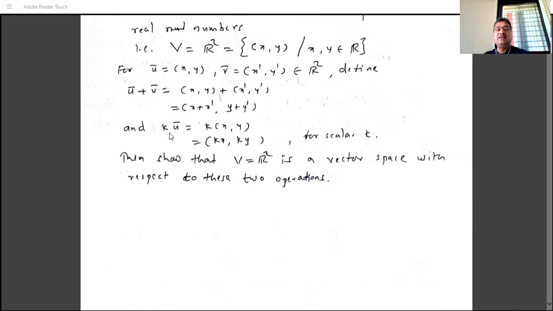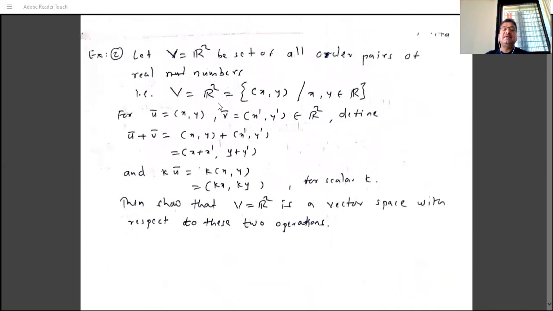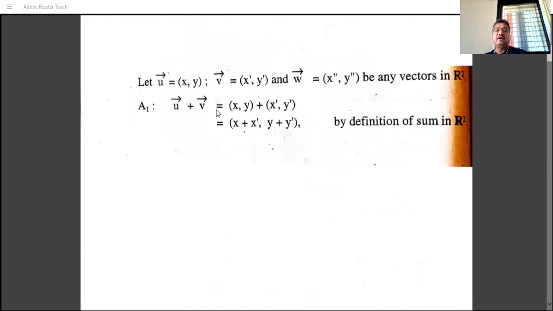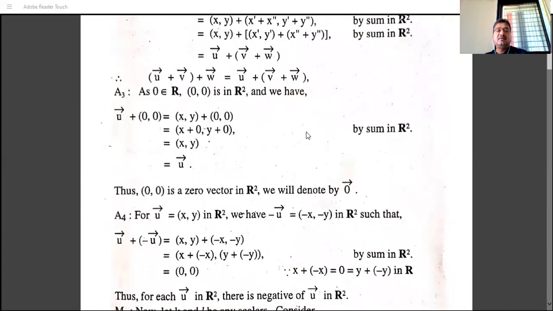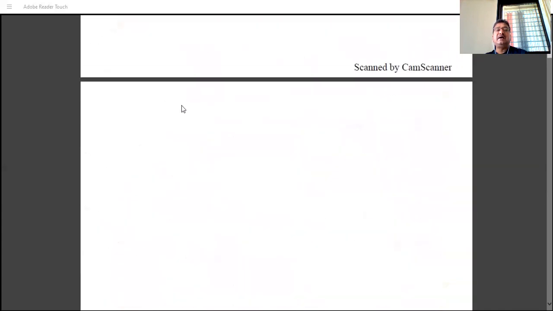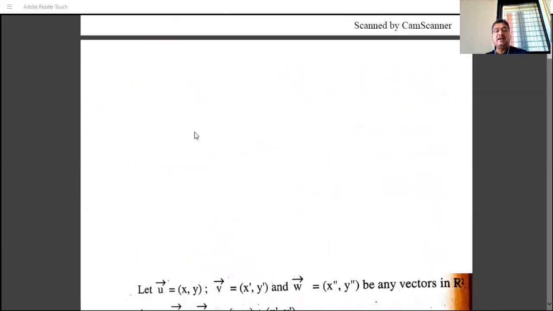Addition u bar plus v bar belongs to R square. And then k u bar: take u bar as (x, y) and k as any scalar, then k u bar is k(x, y), that is (kx, ky), and this is again an element of R2. And therefore the first two properties C1 and C2 are satisfied for R2. Write those two properties, C1 first and then C2, and then write A1.